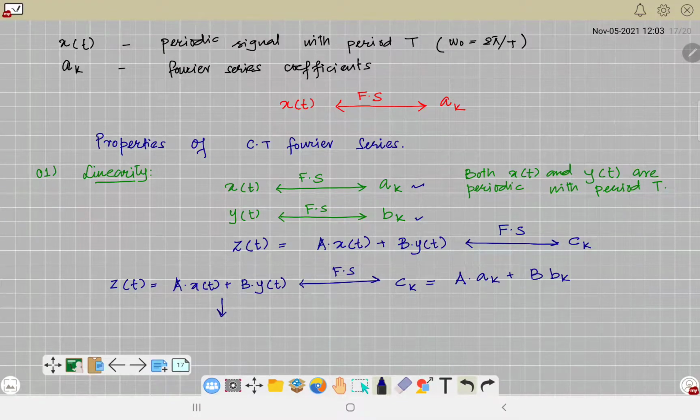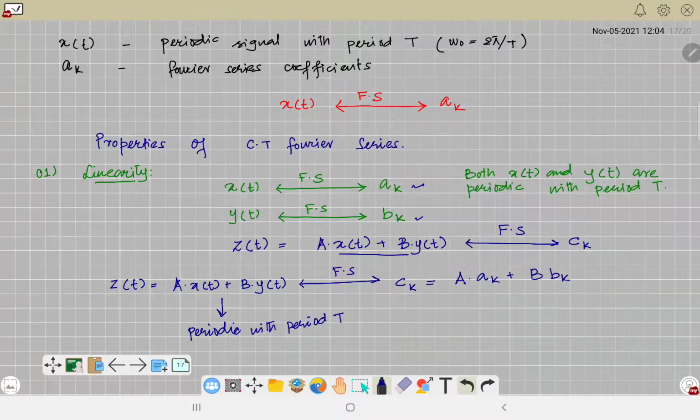It should be remembered, this will also be periodic with period capital T. Okay? So this is the linearity property of the Fourier series. You don't need to prove it, it just follows from the linear discussion. And we have already proven that if you have two periodic signals, their linear combination will also be periodic with the same period T.